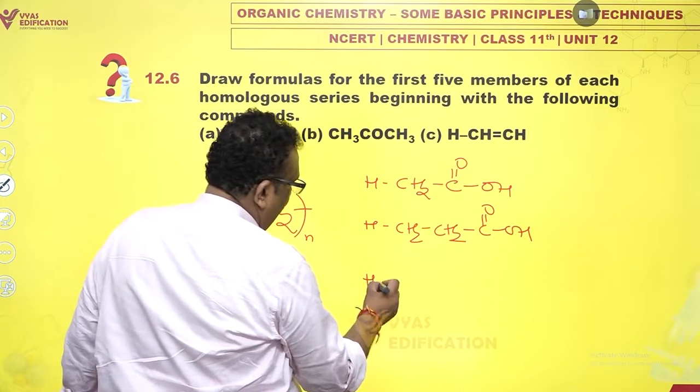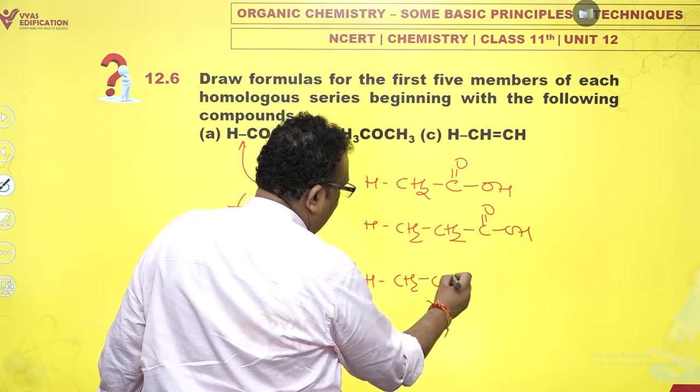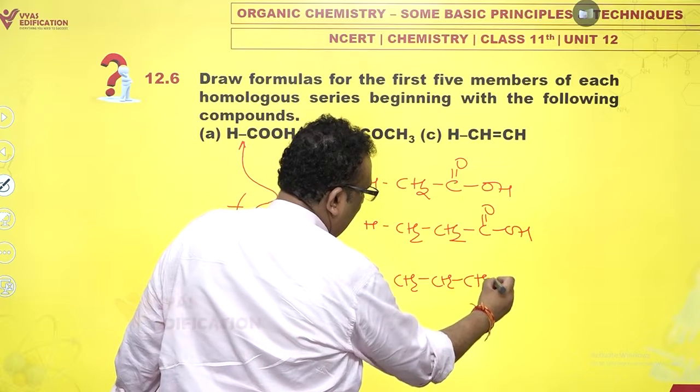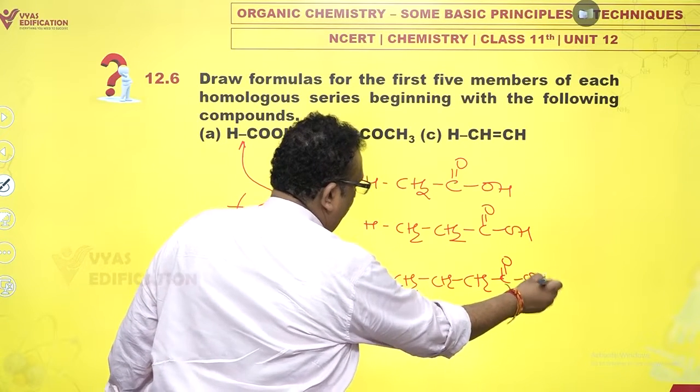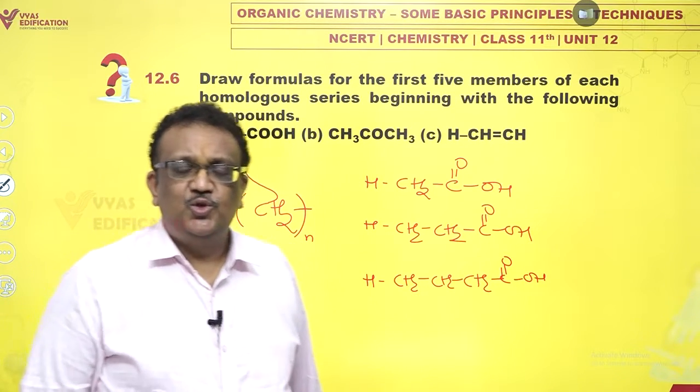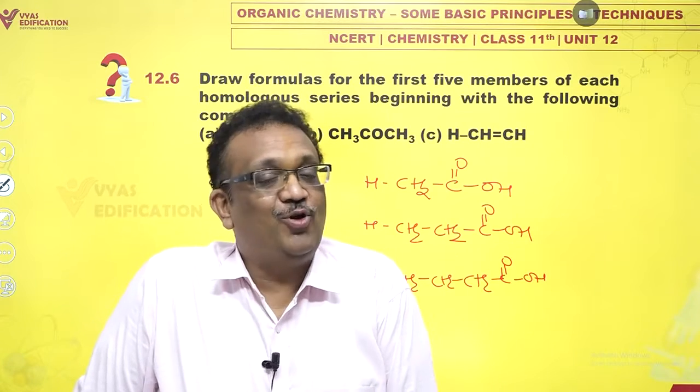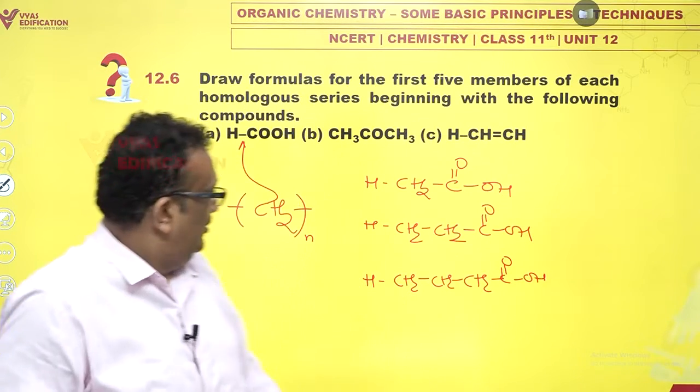And then let me add one more. That is such a stupid thing, you keep on adding CH2 groups. It's not stupid. It's actually the method for obtaining the homologous series.